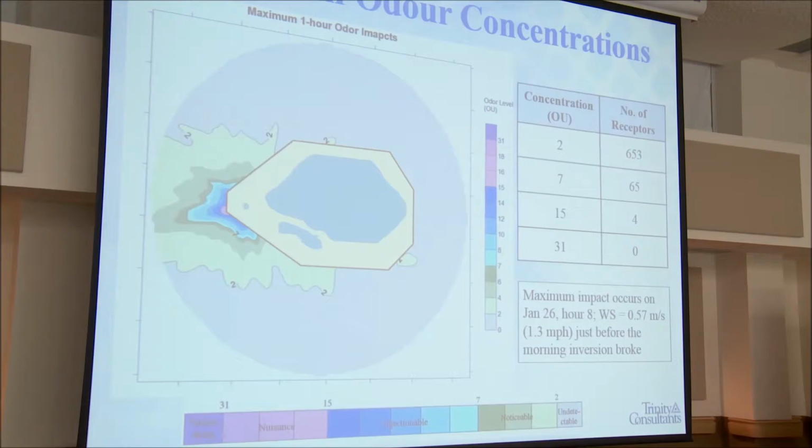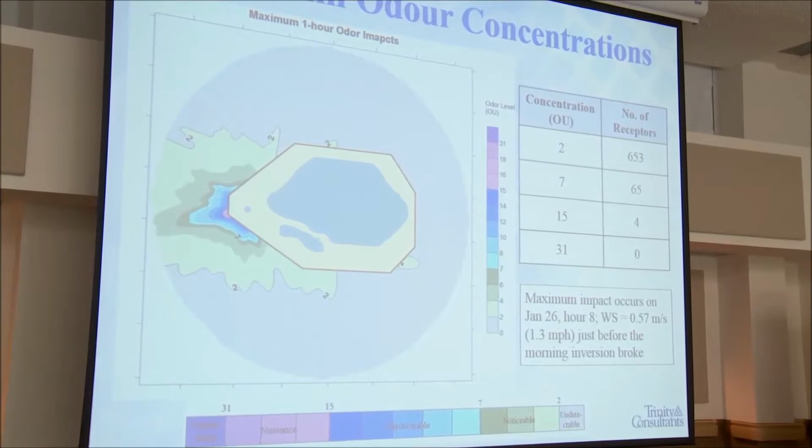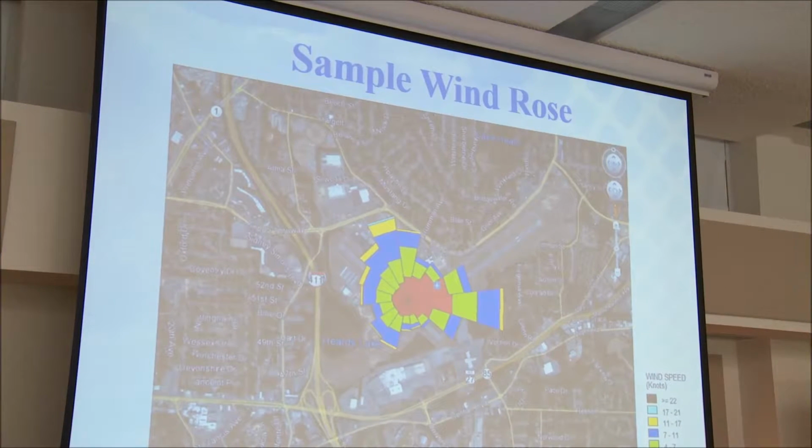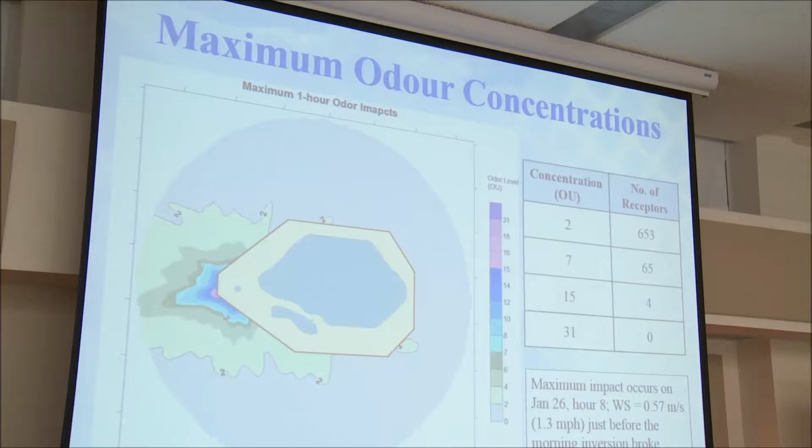So for this example, the maximum impact would occur in the direction, I'll just go back for a second. By the way, with wind roses, it's always blowing from that direction. So on the opposite side of the facility, we're going to have maximum concentrations occurring. And in this case, it's due to a low wind speed condition. So low winds can actually affect things very close to the property line.